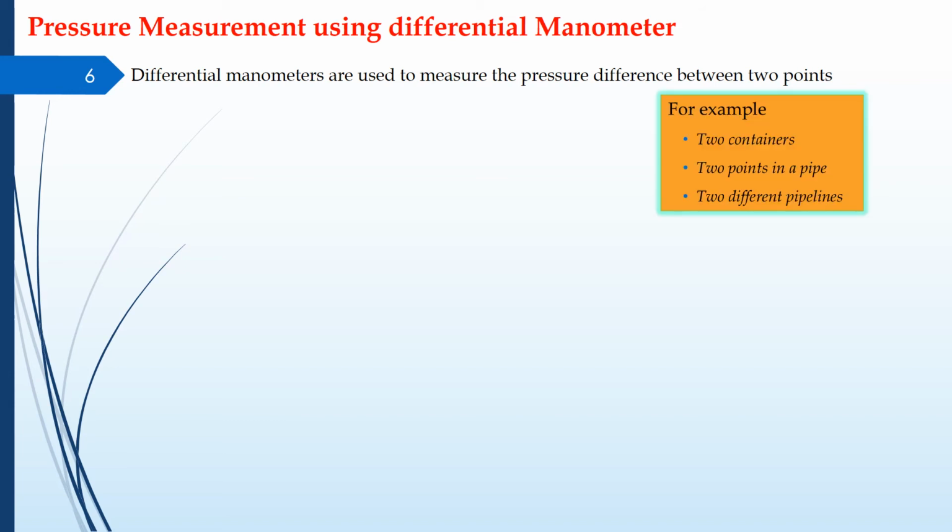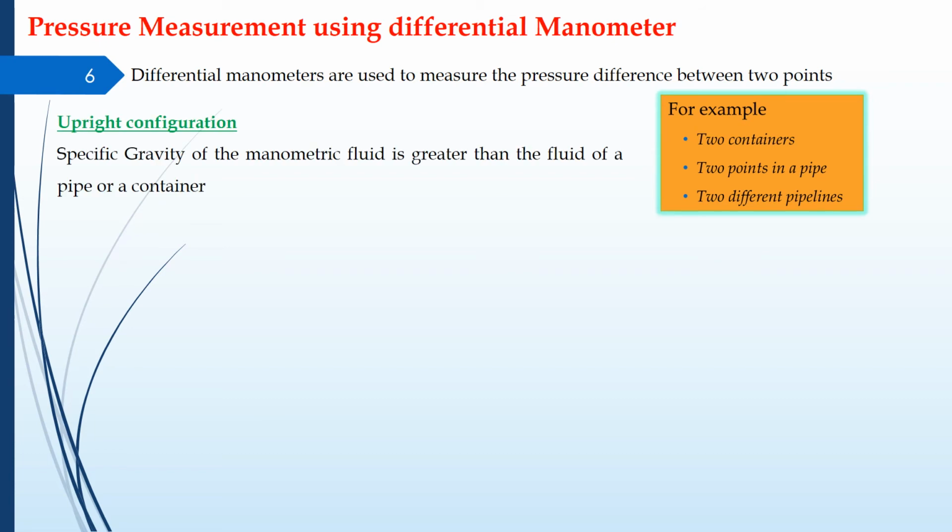So the examples of these differential manometers are basically to measure the pressure between two containers, between two points in a pipe, or we can measure the pressure between two different pipes. We will install this U-tube manometer in those locations where the pressure difference is to be measured.